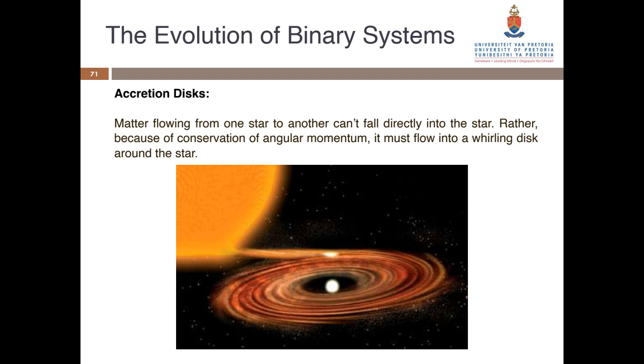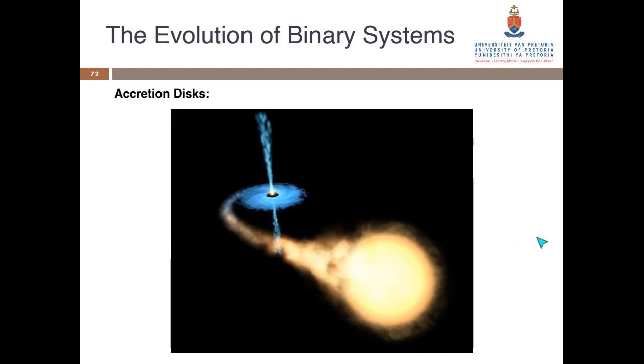So the next interesting topic we are going to discuss is accretion disks. Matter flowing from one star to another can't fall directly into the star. Rather, because of the conservation of angular momentum, it must flow into a whirling disk around a star. And the same holds for a black hole as well. So if we take this for an example in this visual representation, we have the one star and matter is falling onto the other star, but that will happen via an accretion disk, and that is due to the conservation of angular momentum.